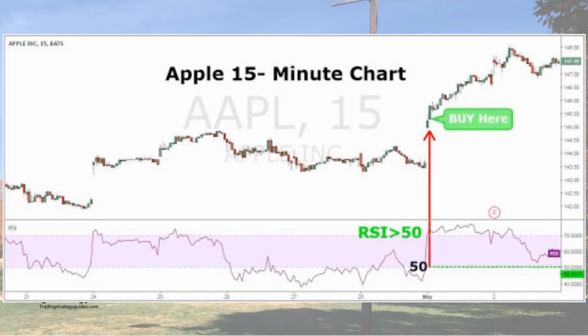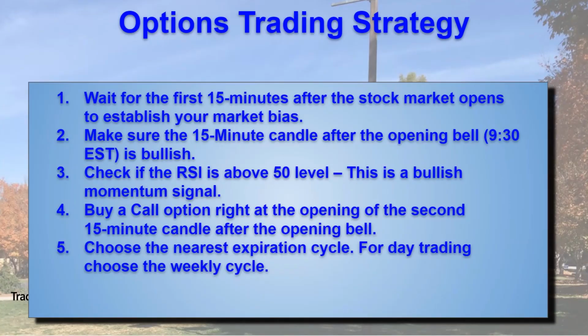So at this point, our trade is running and in profit, but we still need to define when to exercise our call option and take profit. Step number 5, choose the nearest expiration cycle. For day trading, choose the weekly cycle. When you buy a call option, you also have to settle an expiration date as part of that contract. So how do you choose the right expiration cycle? Well, because we're most likely going to sell our call option the same day as we purchased it, it's most appropriate to choose the weekly cycle.